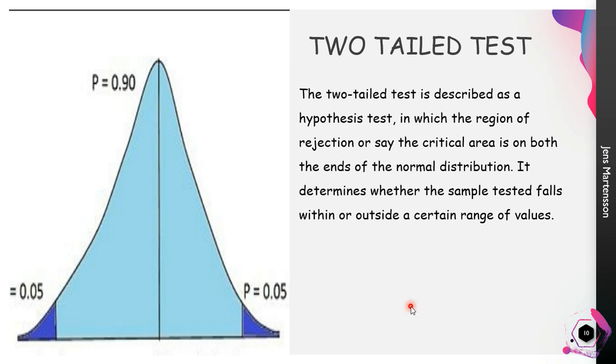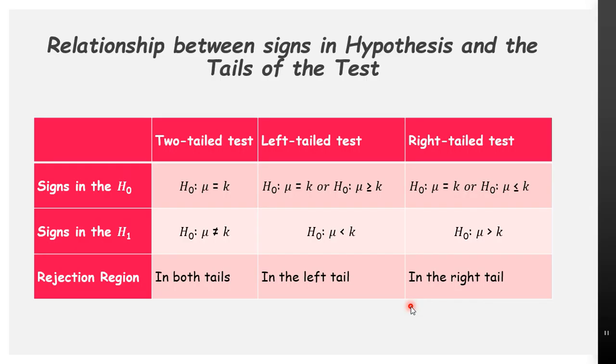But they still have a connection when it comes to the statistical hypothesis. We already identified the hypotheses, the null and then the alternative hypothesis. But how do we know if it is a one-tailed or two-tailed? So this is the relationship between the signs in the hypothesis and the tails of the test.